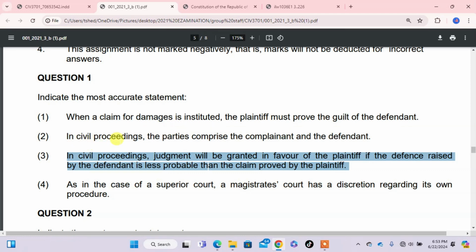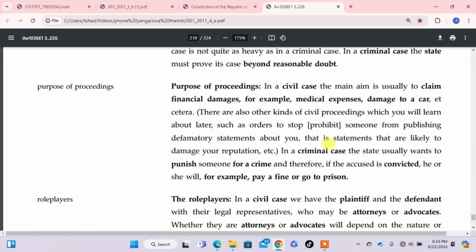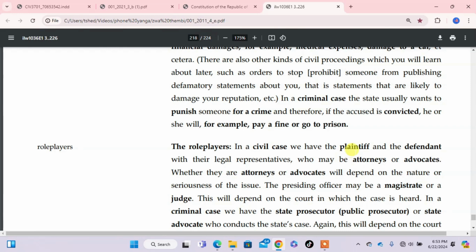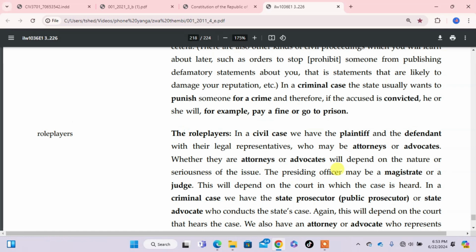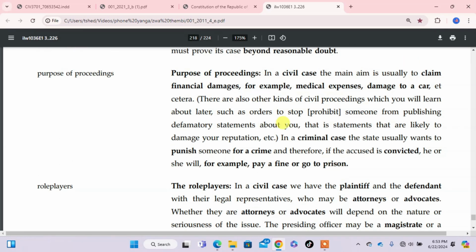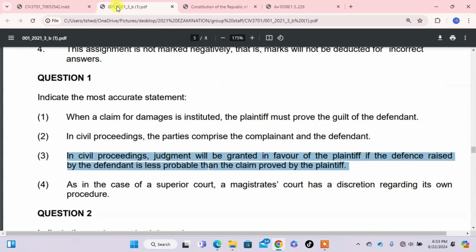Then, number 2: in civil proceedings, the parties comprise the complainant and the defendant. We have done in ALW that the role players in a civil case are the plaintiff and the defendant, right? And if the case goes to the Supreme Court of Appeal, there will be the appellant and the respondent. Then let me go back and prove number 4.